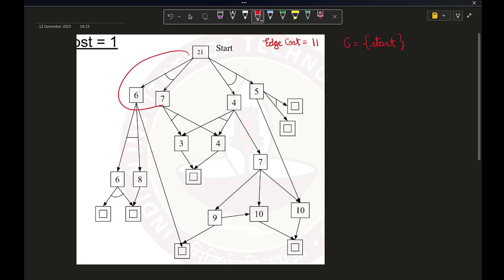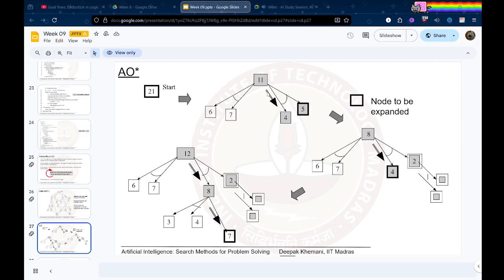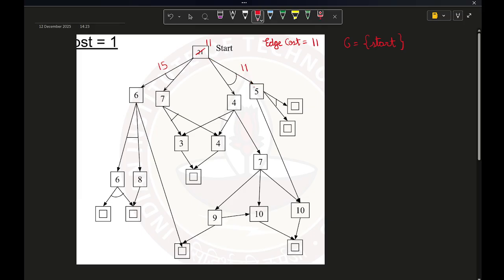Okay, so the cost of this portion is 15, the cost of this portion is 11, so this becomes 11. Yes, we pick 5 because 5 is the max one. So that's what this says as well. That we start from 21 and we do this. So we are right now at 5, right now here.